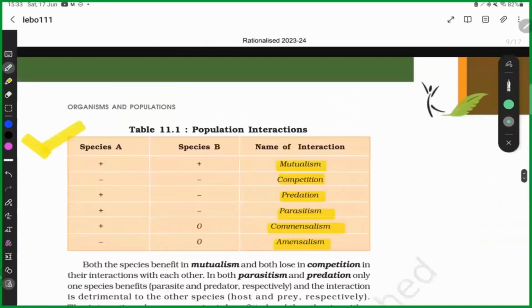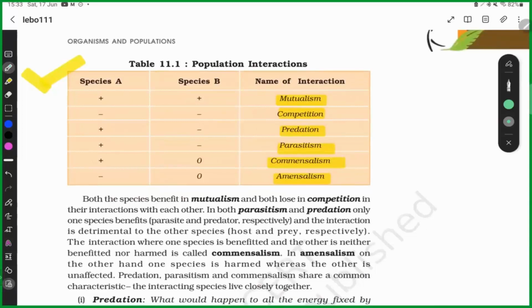So now let's see what the different interactions are. First is mutualism. Mutualism means positive-positive. Both organisms are benefited from each other.